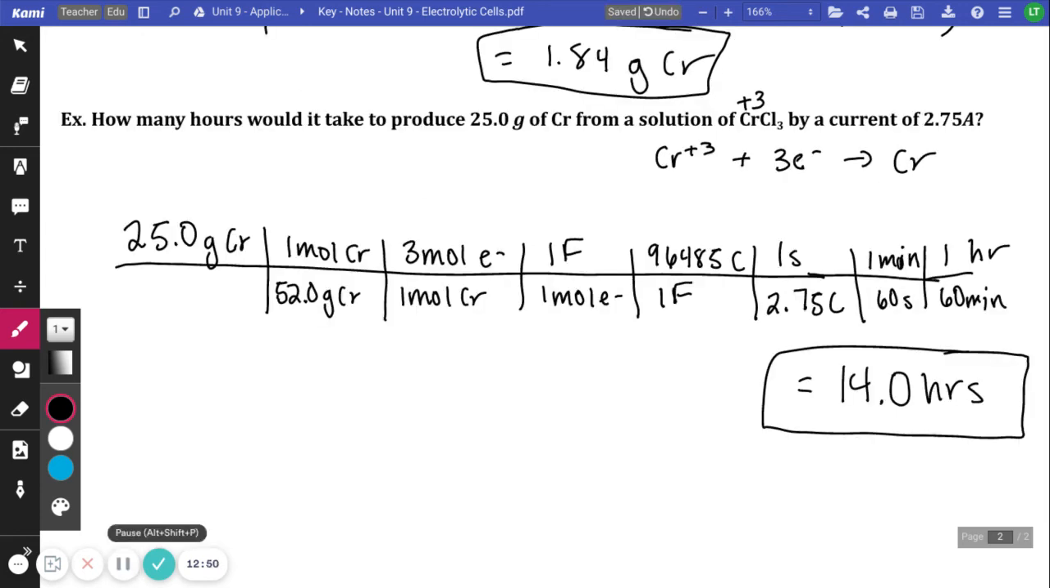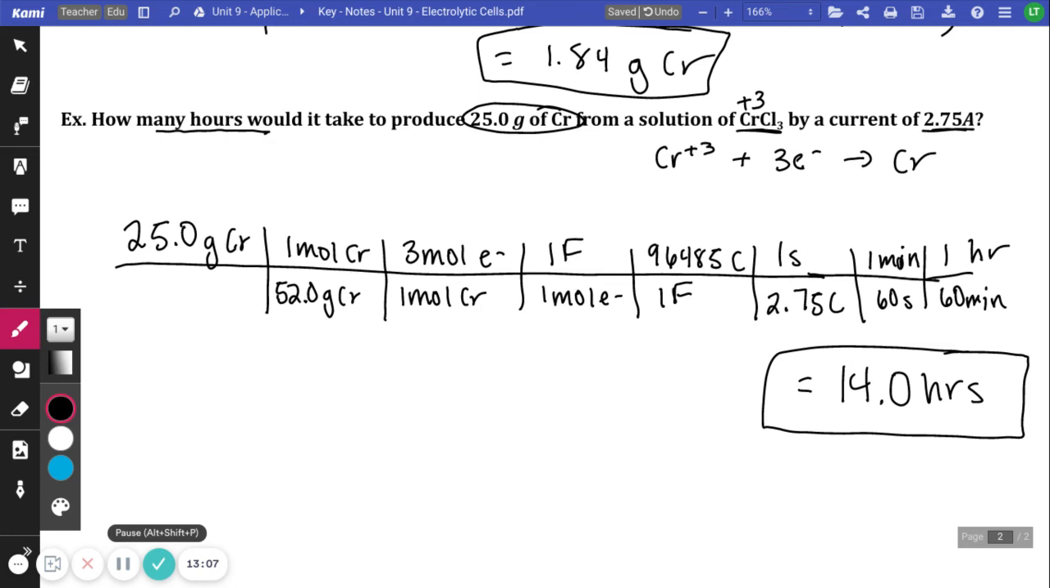Okay, let's go over it. So we see, and this one is asking how many hours would it take to produce 25 grams of chromium from a solution of CrCl3 by a current of 2.75 amperes.